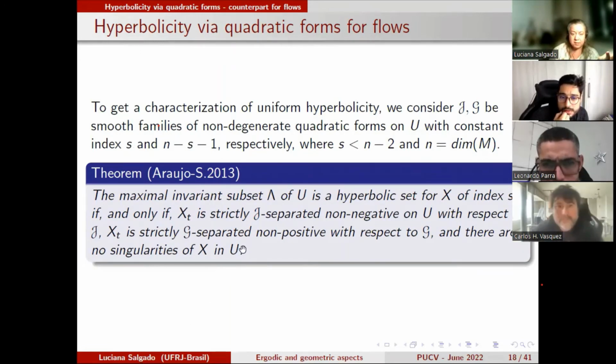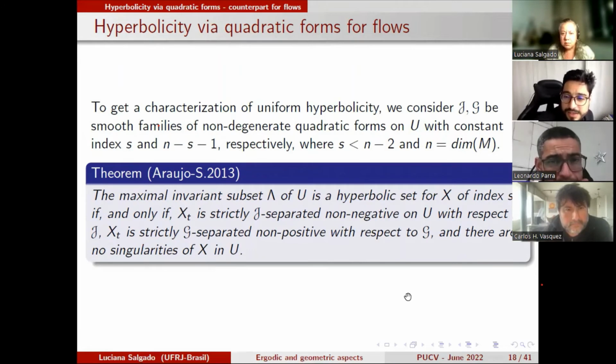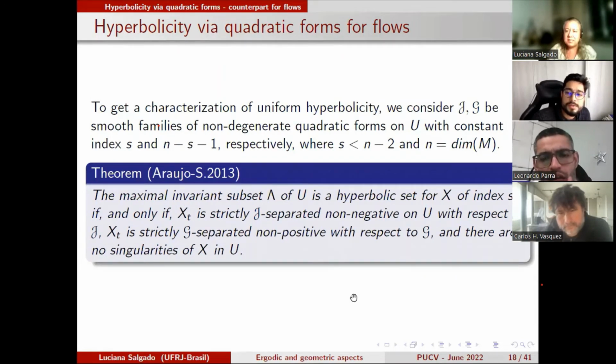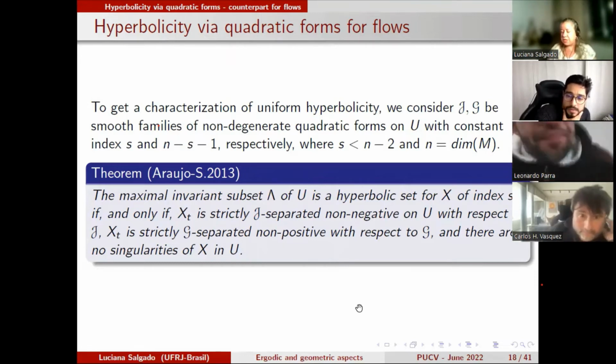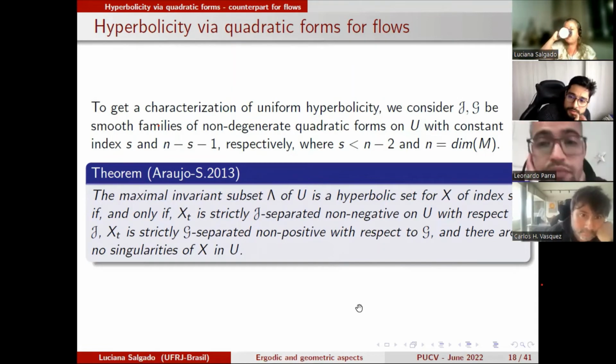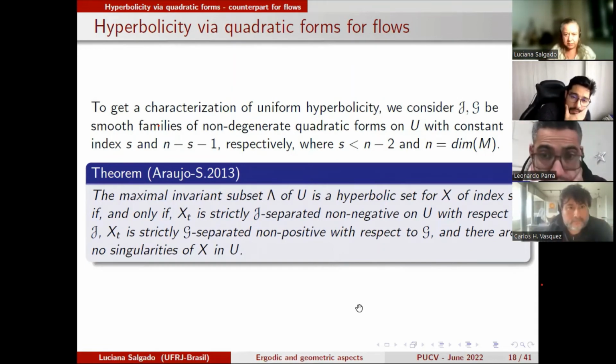J has index S, and it is strictly separated, non-positive with respect to another quadratic form G with this index here. Okay. Sorry, the index is the stable index? Yes, the stable index. Yes. Okay. Yeah, thank you. It's like the negative inertia index of the quadratic form. So this is a characterization of hyperbolicity by using quadratic forms. And in some sense, it is an extension of the result from Wojtkowski. Okay.